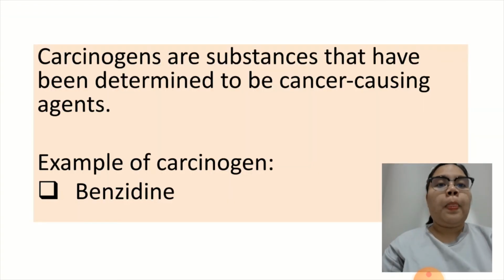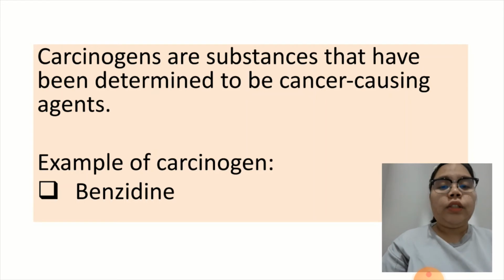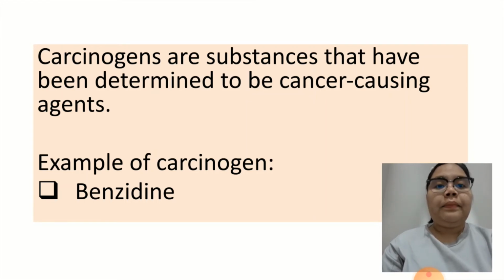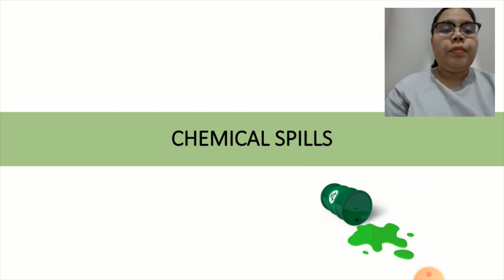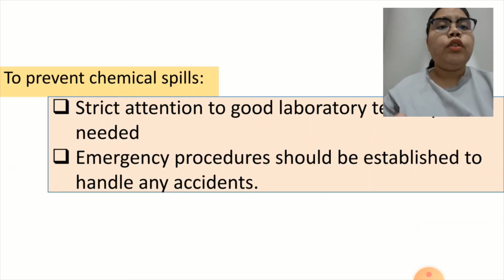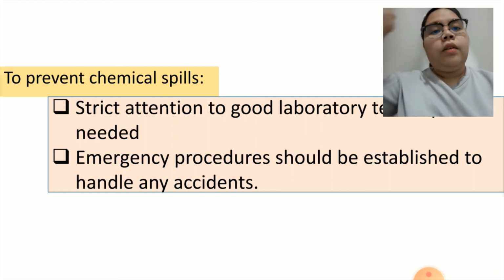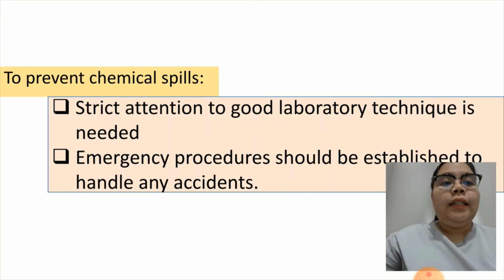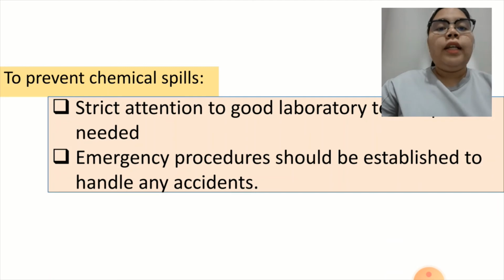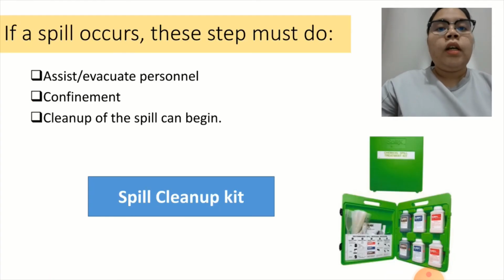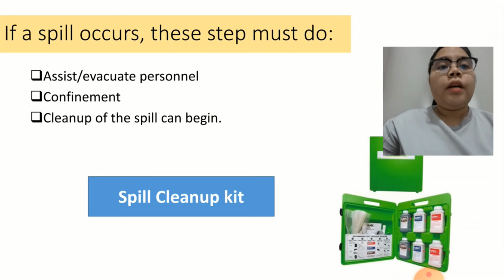Carcinogenic chemicals. Carcinogenic chemicals are substances that have been determined to be cancer-causing agents. For example, benzidine. Let's go on to chemical spills. It is important to know this area to avoid accidents from chemicals. To prevent chemical spills, strict attention to good laboratory technique is needed, and emergency procedures should be established to handle any accidents. If a spill occurs, these steps must be done: assist and evacuate personnel.